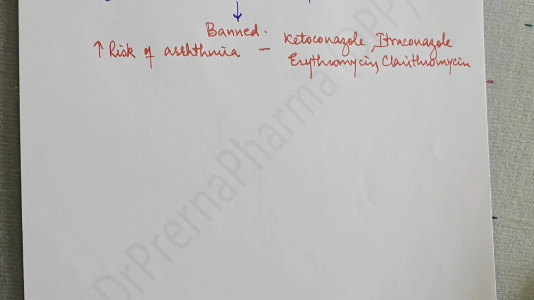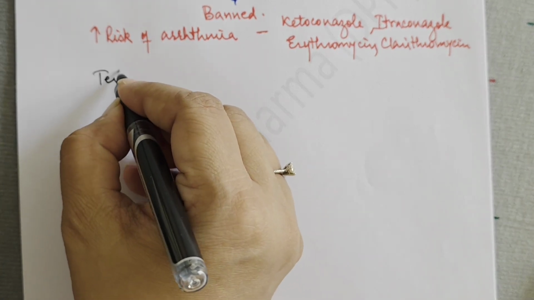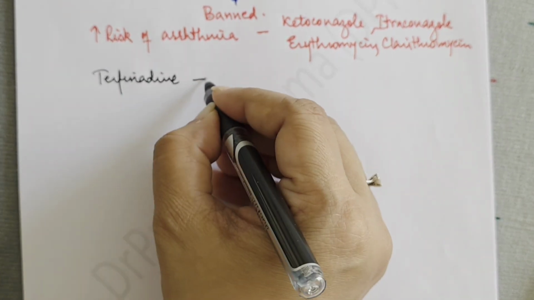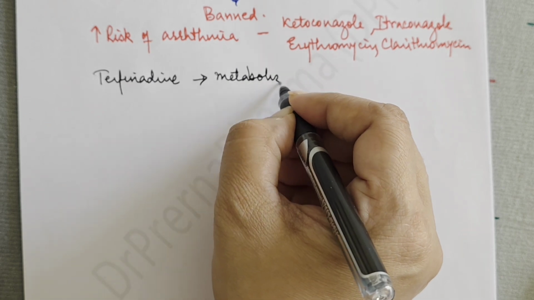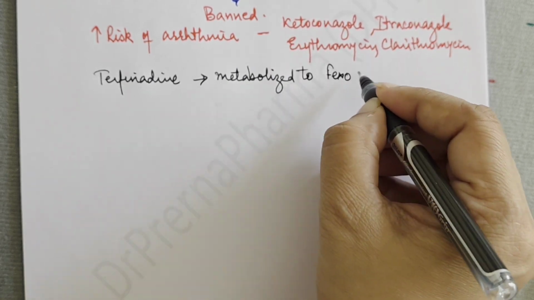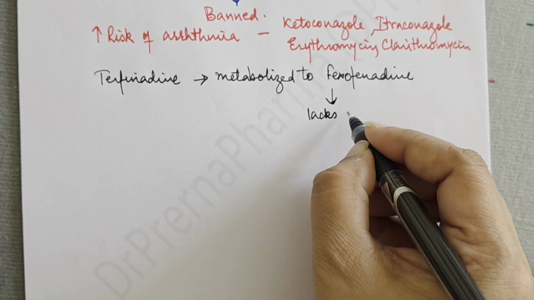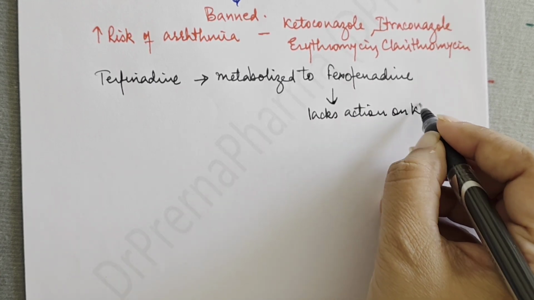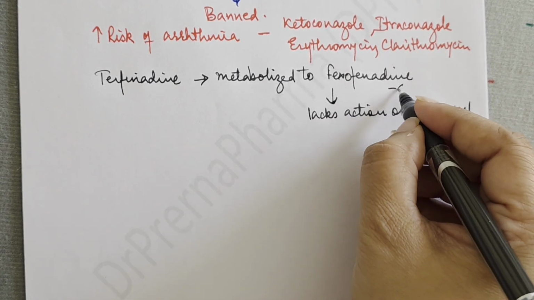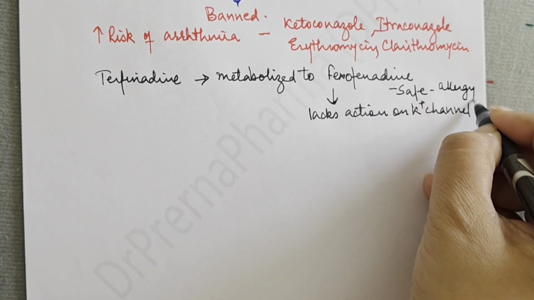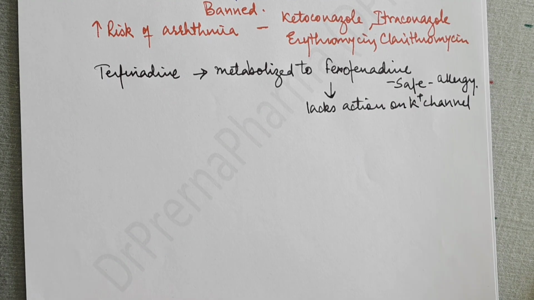Then another important thing about terfenadine. Terfenadine is metabolized to fexofenadine, and this fexofenadine is lacking this action on potassium channels. So fexofenadine is safe and we use it in many allergic reactions also, right? So this is the important thing about them.